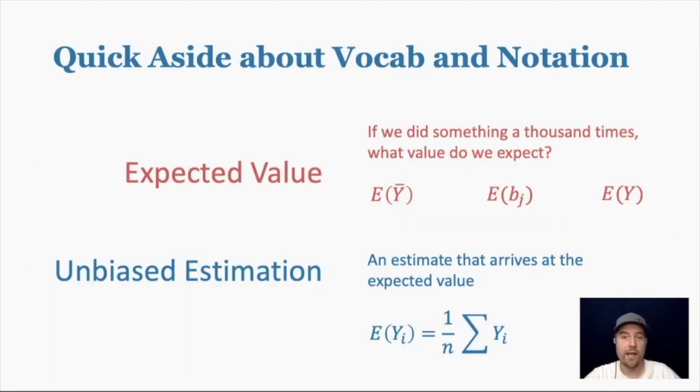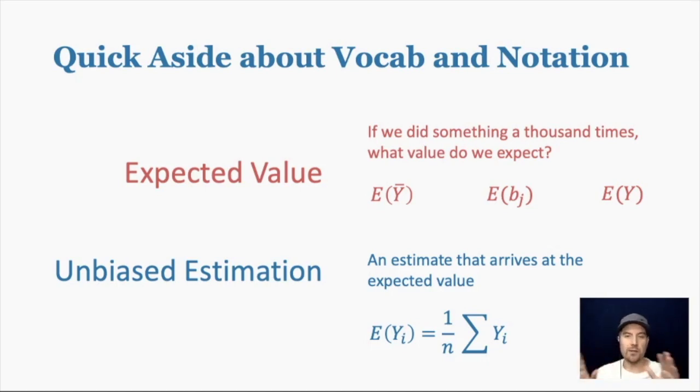All right, so a quick aside about vocab and notation. First thing that we need to understand is what an expected value is. That's the true value essentially out there. We want to arrive at the real thing that is happening out there in the world. The expected value tries to get at that idea. So if we did something 1,000 times, over and over again, the distribution would tell us roughly where that expected value is. What is the real value? If we did it a bunch of times, it wouldn't be perfect, but it would start to tell us roughly where that expected value is.